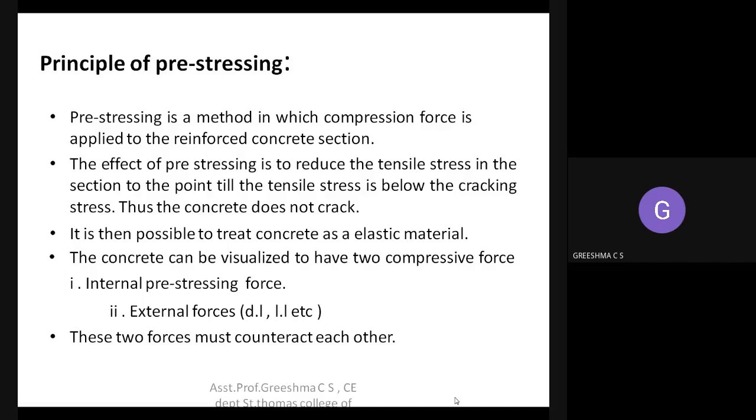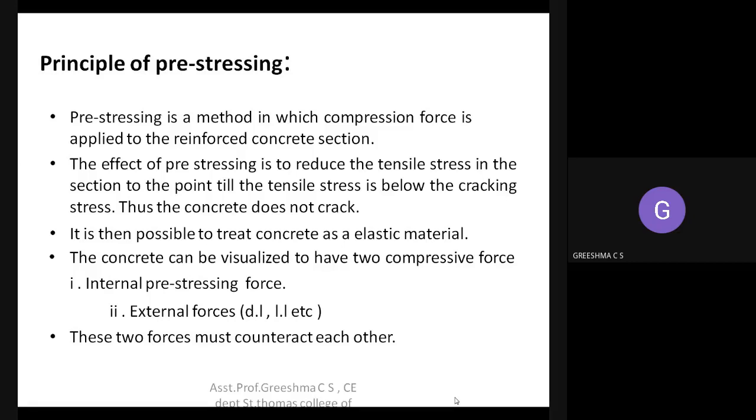Coming to the principle of pre-stressing. Pre-stressing is a method in which compressive force is applied to the reinforced concrete section. Just now we have seen the effect of pre-stressing is to reduce the tensile stress in the section to the point that the tensile stress is below the cracking stress. Thus, the concrete does not crack.